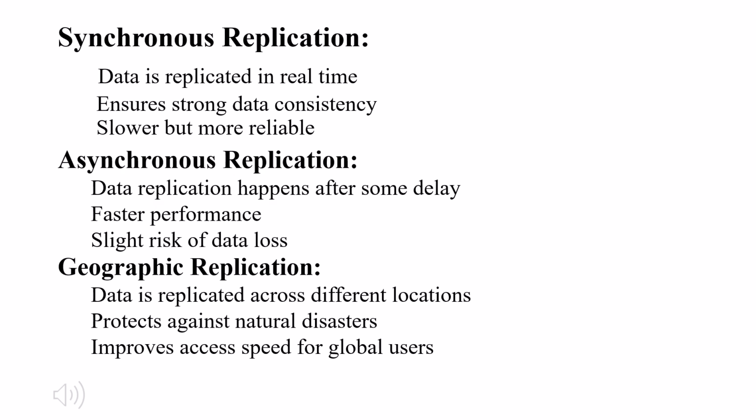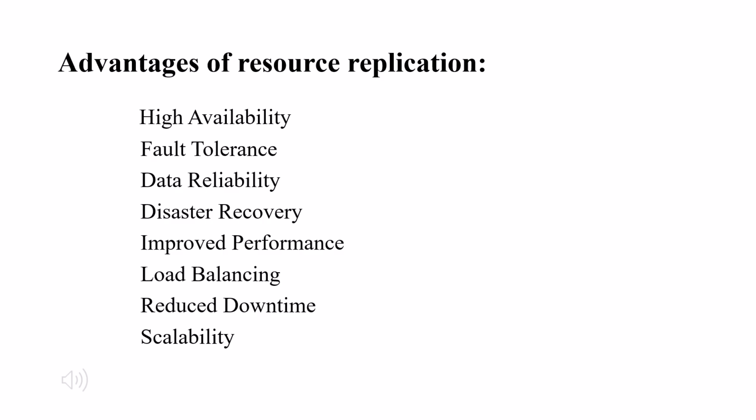Next, geographic replication. Geographic replication involves replicating data across different physical locations or regions. It protects data against natural disasters or regional failures. It improves access speed and performance for users in different geographic areas, and enhances overall system availability and reliability.